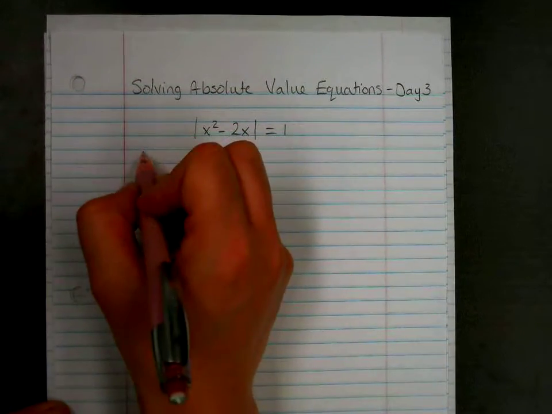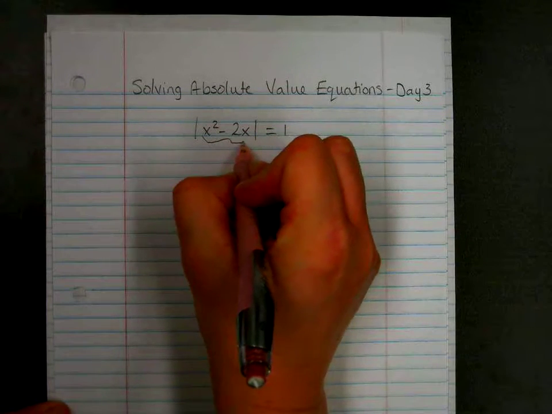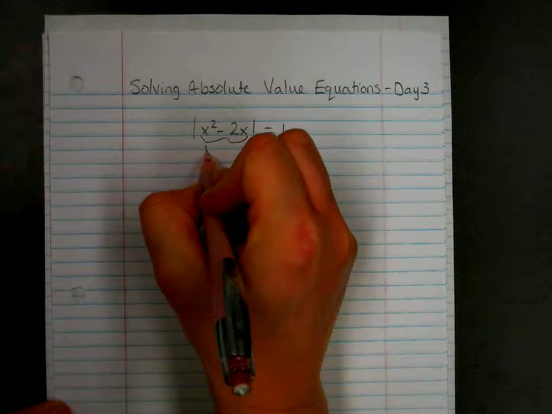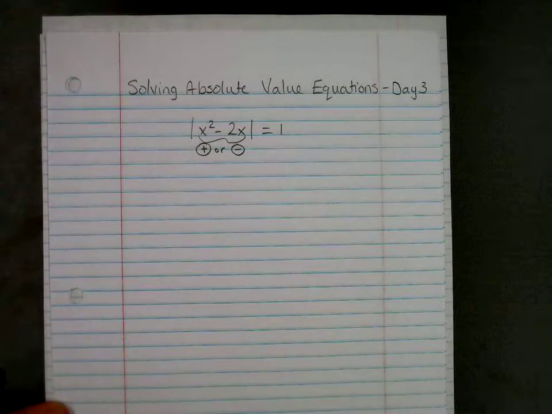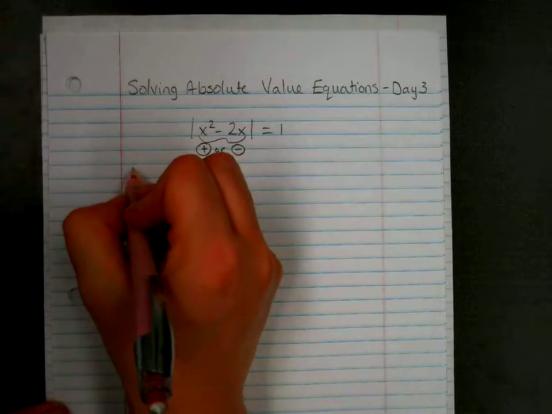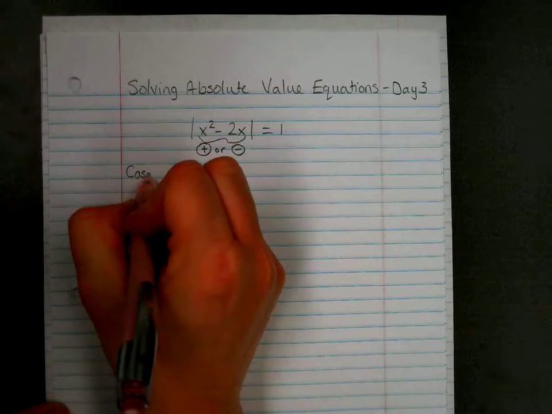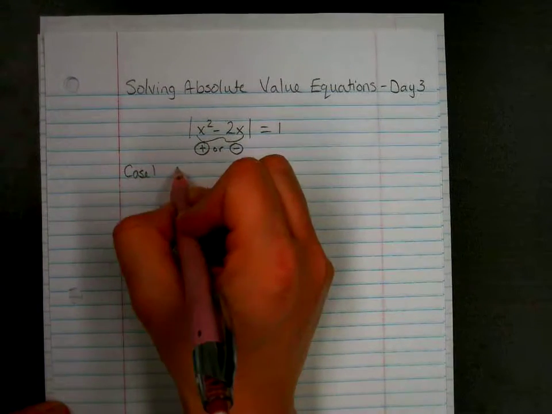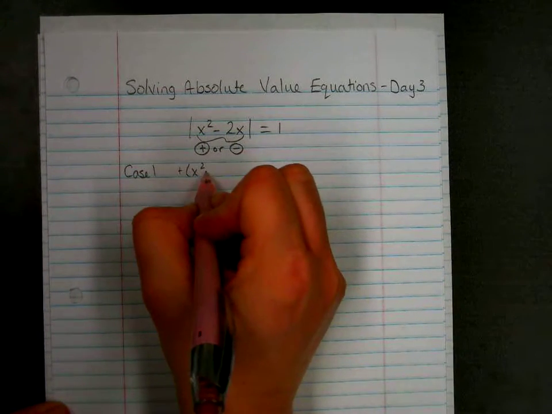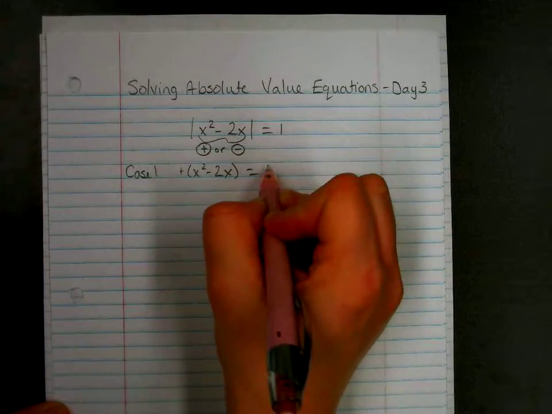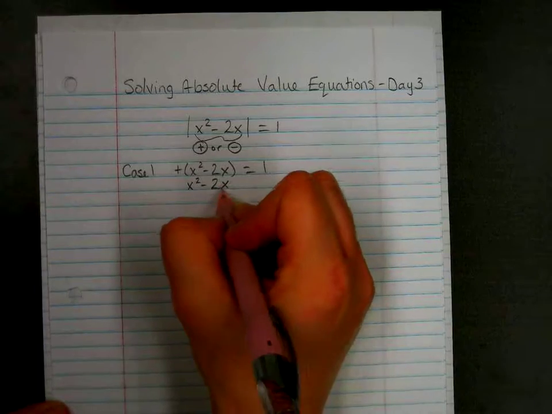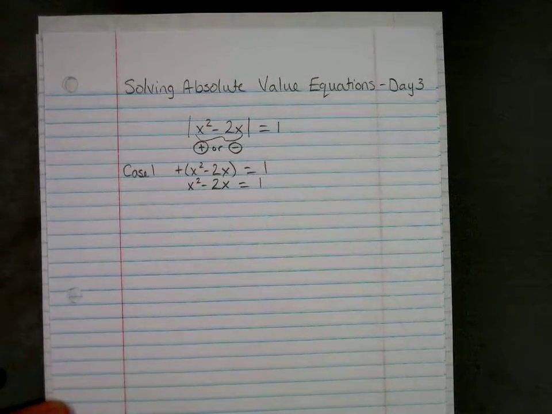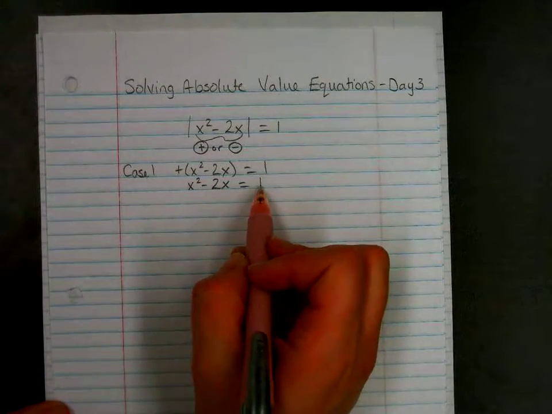So again, I want to set up my two cases. This whole expression inside here could end up to be a positive, or it could end up to be a negative. So we have to consider those two cases. So case 1, I'm going to say this whole thing is positive. Technically I don't really need to, that positive is not going to change anything there. And what I end up with is a quadratic equation.